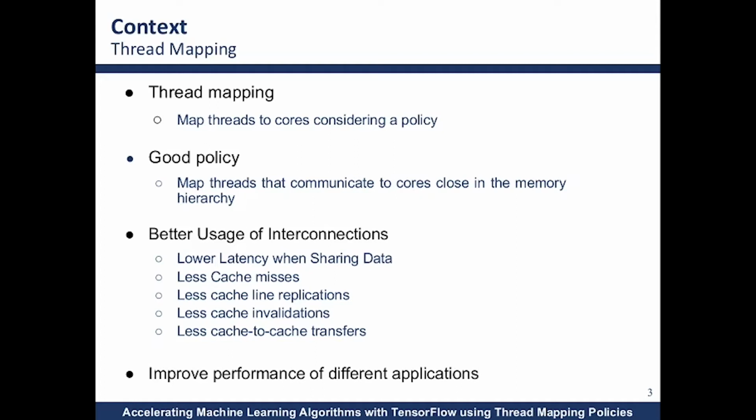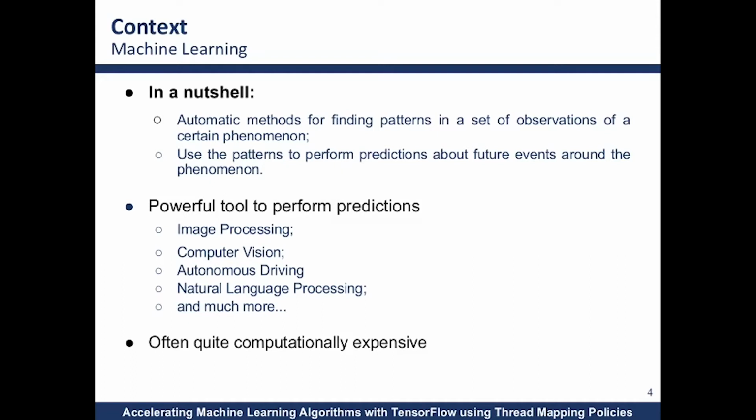And by lowering this competition, we can make better usage of the infrastructure of the architecture. So we can lower the latency when sharing data. We can have fewer cache misses, among many other benefits. And applying different thread mapping policies is often a quite inexpensive technique, and in fact effectively improves performance of different applications. And here the applications that we are concerned with are machine learning applications.